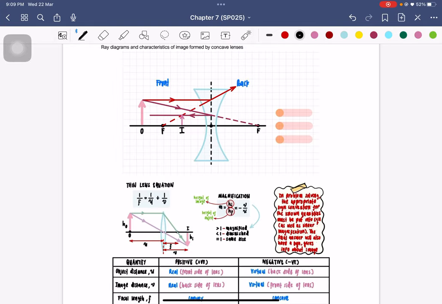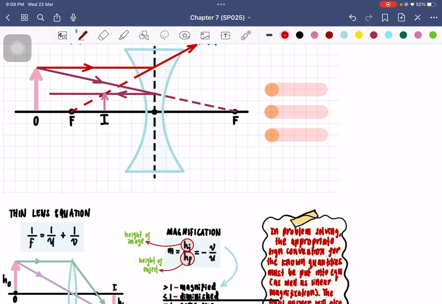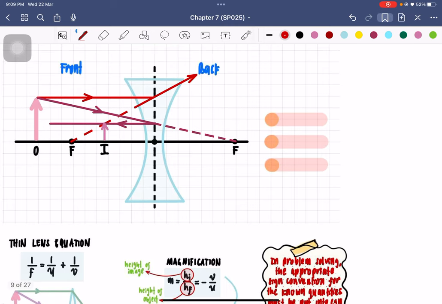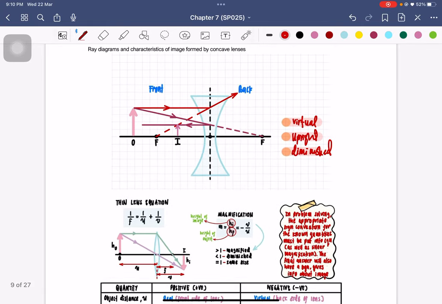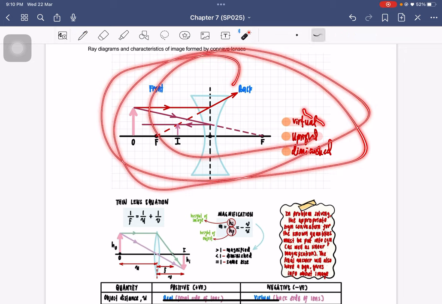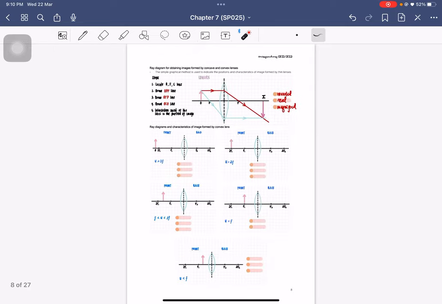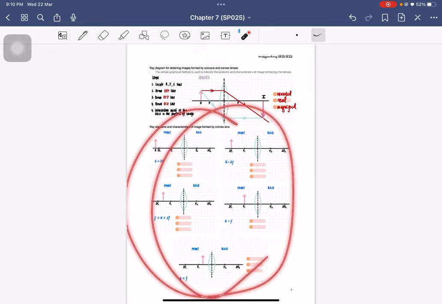Right, so from there we can then state what is the characteristics. So since it is formed in front of the lens, the image is going to be virtual. Okay, and then it is upright because it has the same orientation as the object, and then it is diminished. It is much more smaller than the object lah. Okay, so that is for the concave lenses. Right, untuk concave lenses, basically dia punya lukisan untuk ray diagrams is basically just like this. And then for convex lens saja yang dia ada perbezaan.